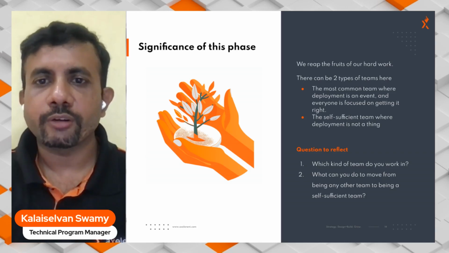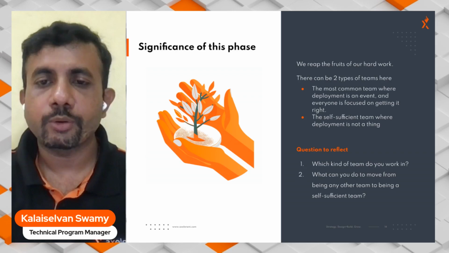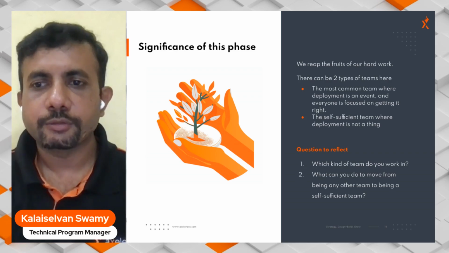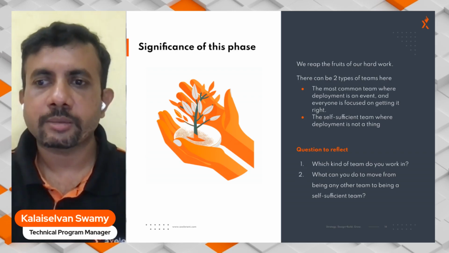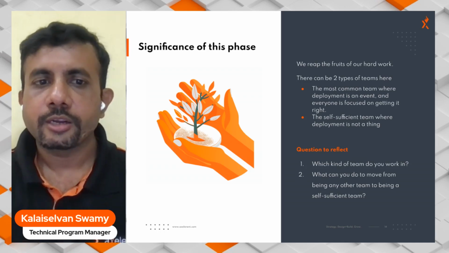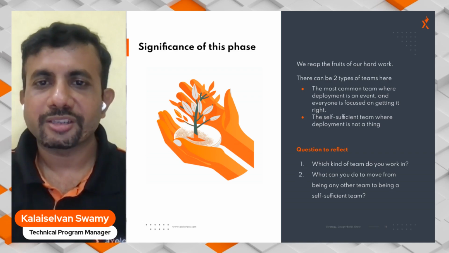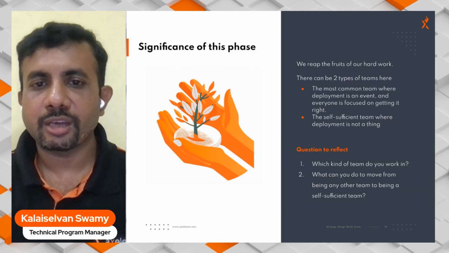And it's important that you reflect on these questions, and I would leave you with these questions: what is the kind of team that you currently work in, and what can you do to move from being a common team where deployment is a large event and everyone is focused on getting it right, to being a self-sufficient team where deployment doesn't put that much pressure on any team member, or is not something that we are scared of. So it's important that you reflect on these questions and see what action items you can take in order to make deployments easier for everyone, including the client, so that it's not one major big event that we are doing once in a while.